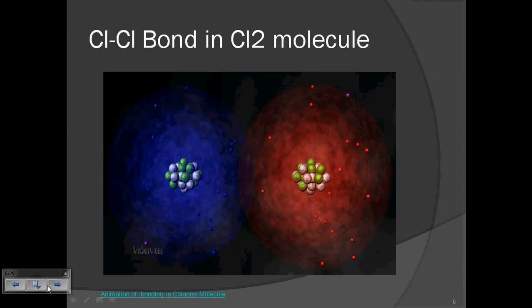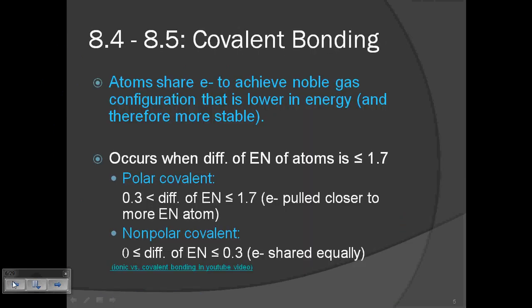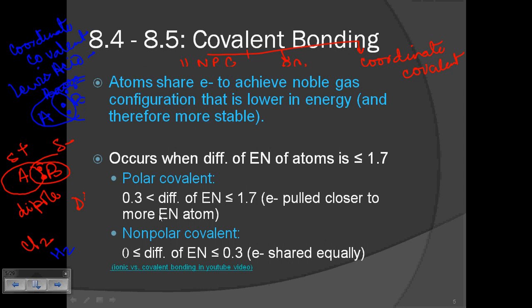Now, the strength of covalent bonding is determined by electronegativity difference. The higher the electronegativity difference, the weaker the bond is. A nonpolar covalent bond is stronger than a polar covalent bond because electrons are evenly shared.